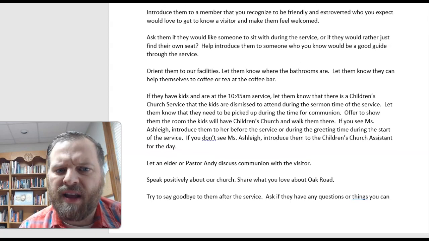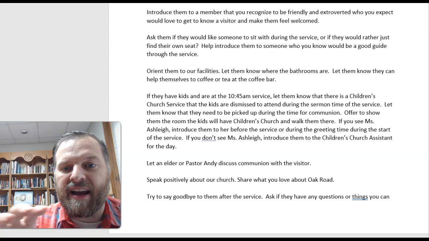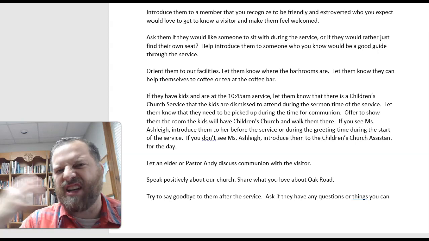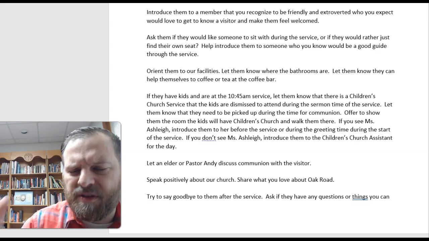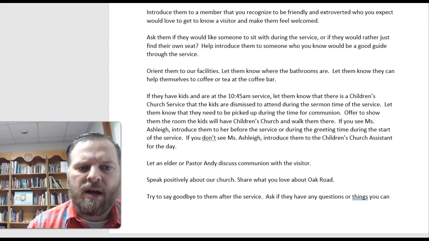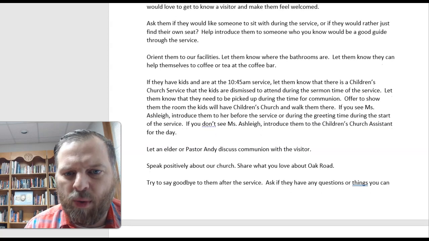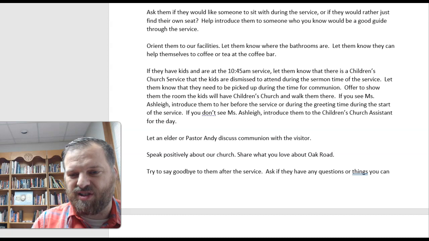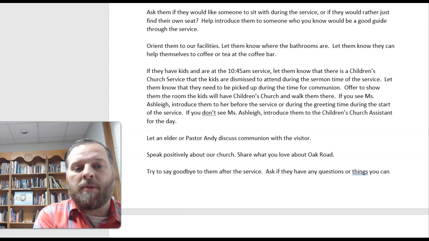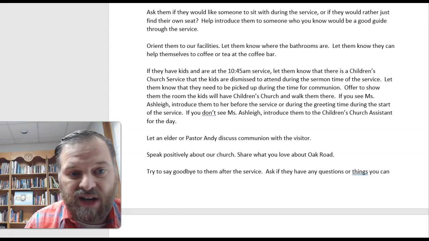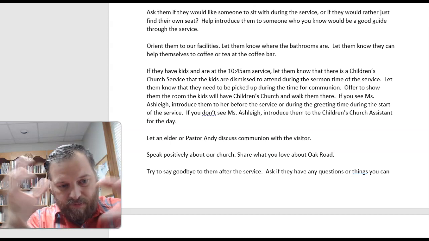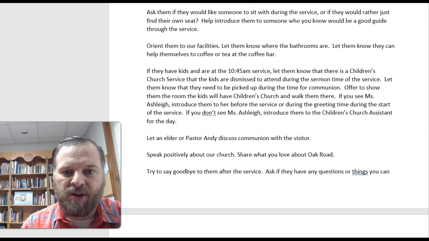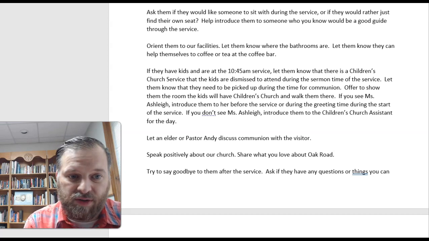Introduce them to a member that you recognize to be friendly and extroverted, who you expect would love to get to know a visitor and make them feel welcome. Those extroverted, bubbly people love to meet new people, love to greet people. Ask if they would like someone to sit with during the service, right? Or if they would rather just find their own seat. Some people would rather be a fly on the wall. Some people would rather get right in and be walked alongside someone and be a part of the gathered body of believers, right? Help introduce them to someone who you know would be a good guide through the service, okay?